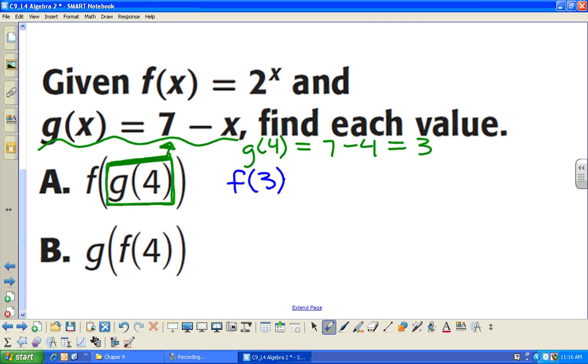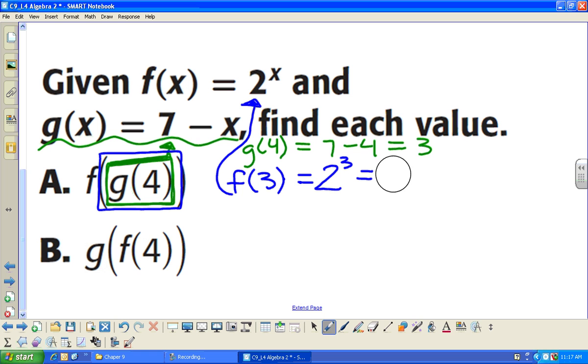Once I find out that the function of g of 4 is equal to 3, I can replace g of 4 with 3. So now I'm looking at the function of f evaluated at the value 3. So this would be 2 to the third, or 8. So you have to work inside, out.